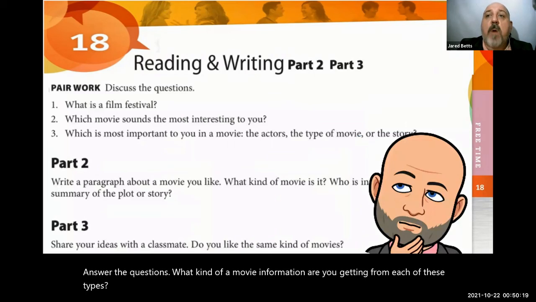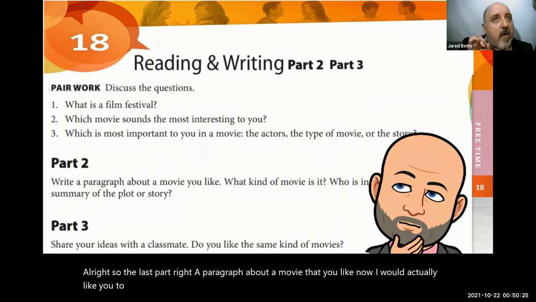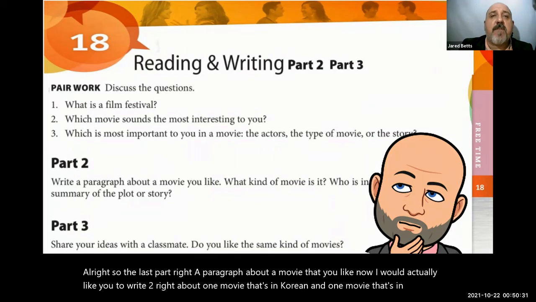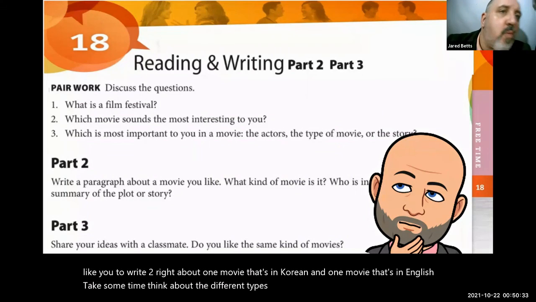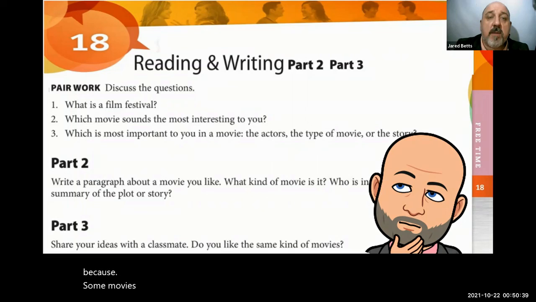All right, so the last part, write a paragraph about a movie that you like. Now, I would actually like you to write 2. Write about 1 movie that's in Korean and 1 movie that's in English. Take some time. Think about the different types of movies that you really, really enjoy, because some movies have more things that are good about them.